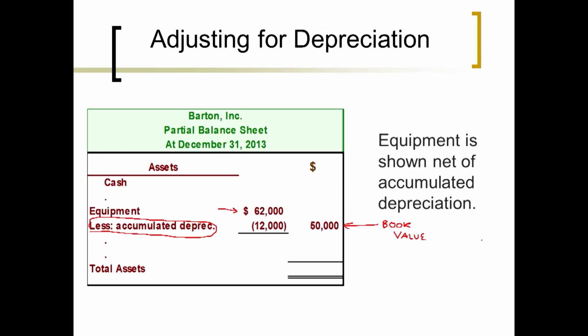Are we saying that we think that asset at December 31st, 2013 is worth 50 grand? No, we are not. Okay? We are just saying that is the book value at that point. But we do not credit equipment. We credit an account called accumulated depreciation, which is a contra asset account with a normal credit balance, and it goes on the balance sheet as is shown here, and it's deducted from the asset to arrive at the book value. Does that make sense?